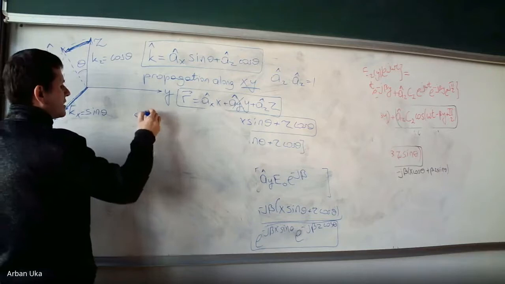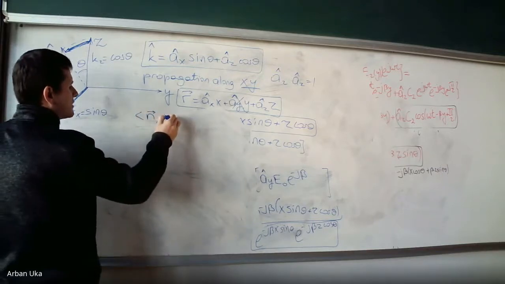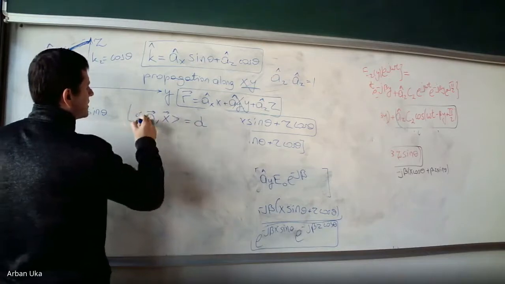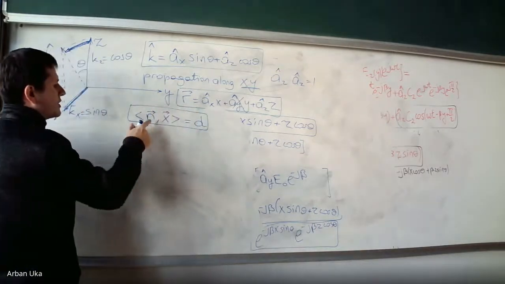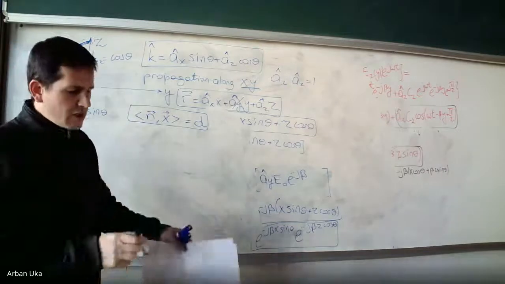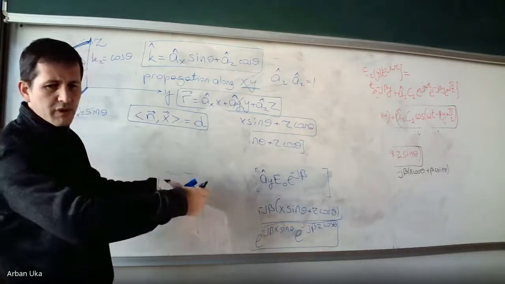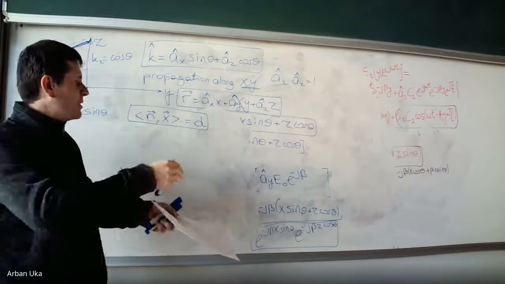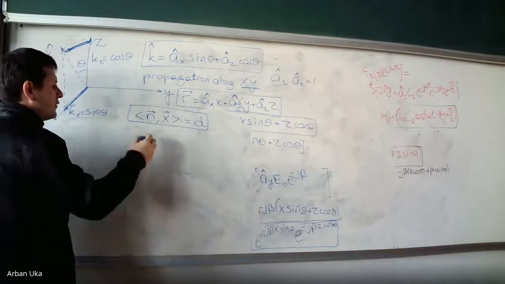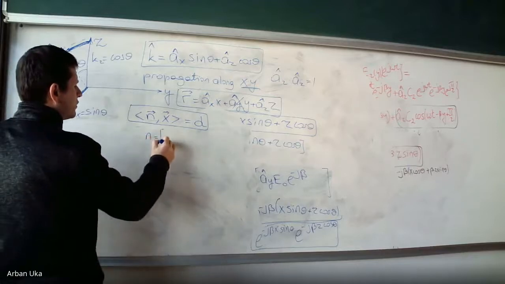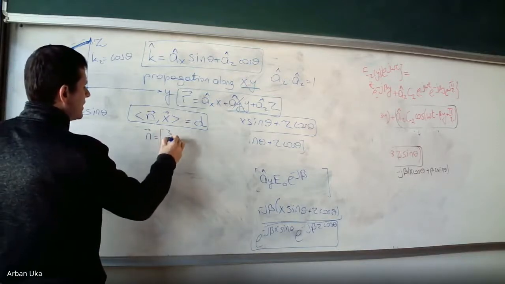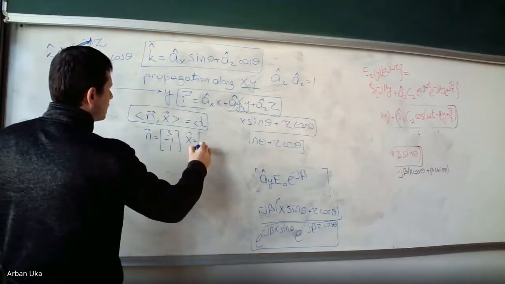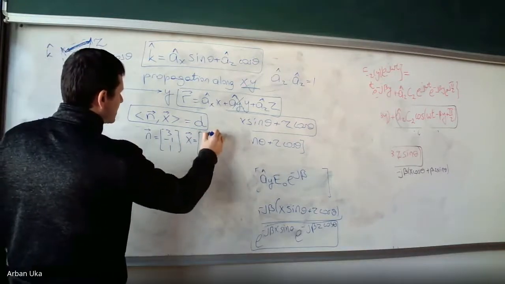The equation of a plane is an inner product of n times x, and this is equal to d. What is n? n is the direction which is normal to the plane. I'm pretty sure that you have done this one before. So if this is the direction perpendicular to the plane, this means that n can be equal to (3, -1, 1). And what is x? x is equal to (x, y, z).